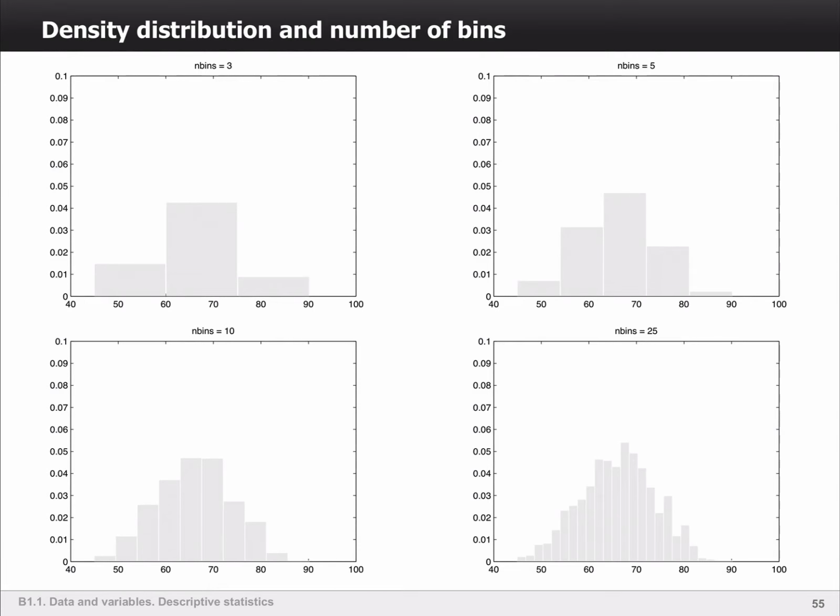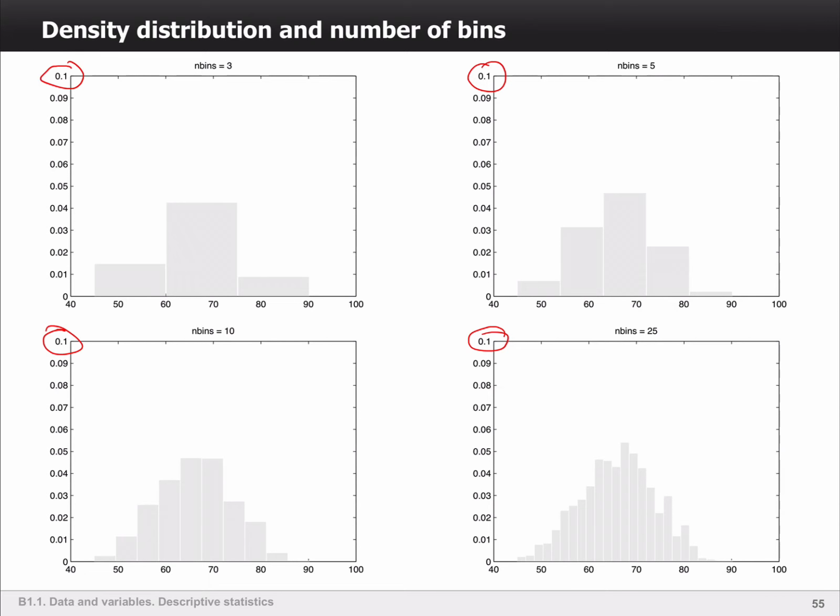On this slide, you can see different density distributions of the same data. So we have the same number of values, the same data, but we use different number of bins. First of all, you can see that the scale on all plots is the same. So the highest value on y is 0.1. Then you can see that the average height of all bars will be the same. But by using more bins, you sort of give more details about what's going on inside the interval.